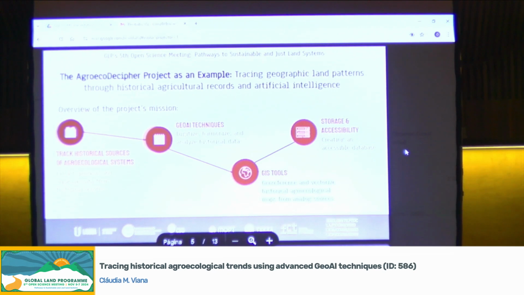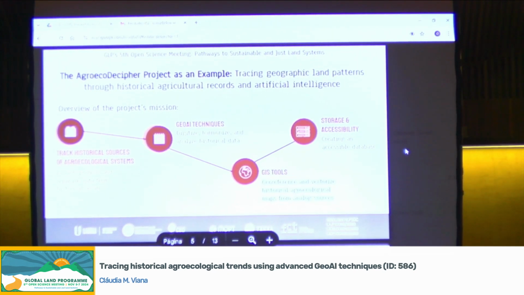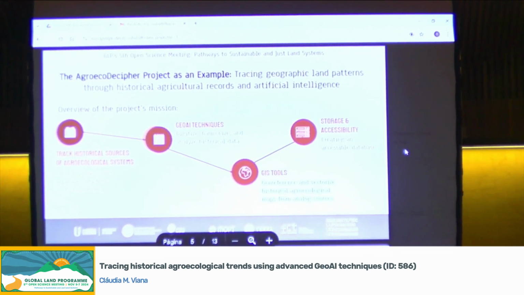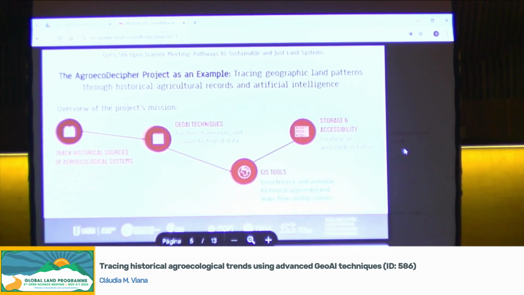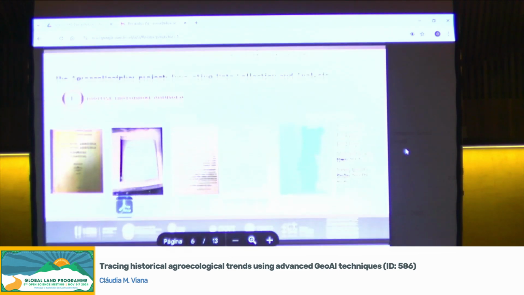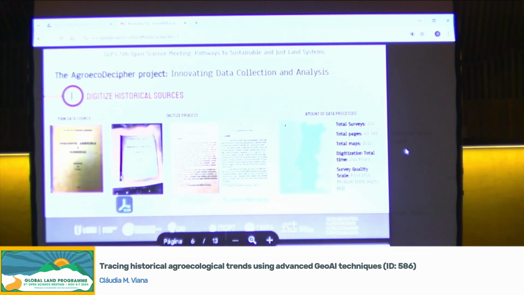I will show you which GeoAI techniques we are using for digitizing, harmonizing, and analyzing this historical data. Also some GIS tools, because we have analog cartographic information, and we try to make this new information accessible to a larger audience.